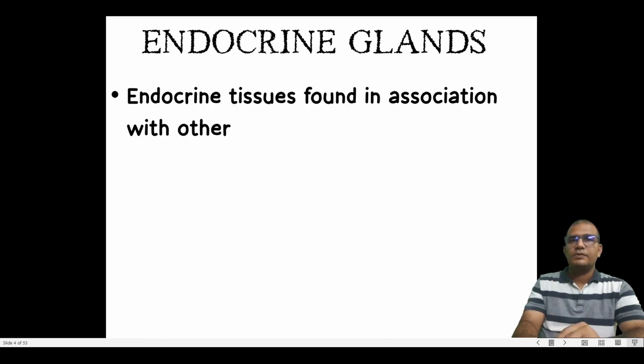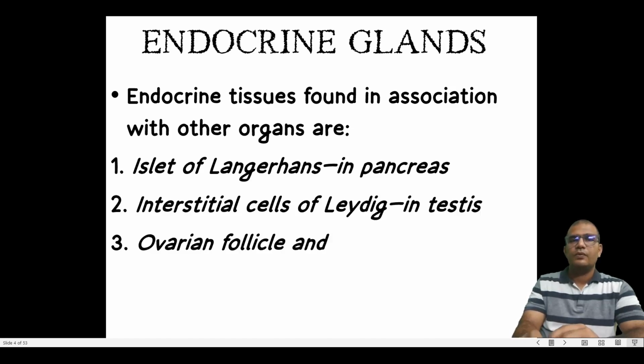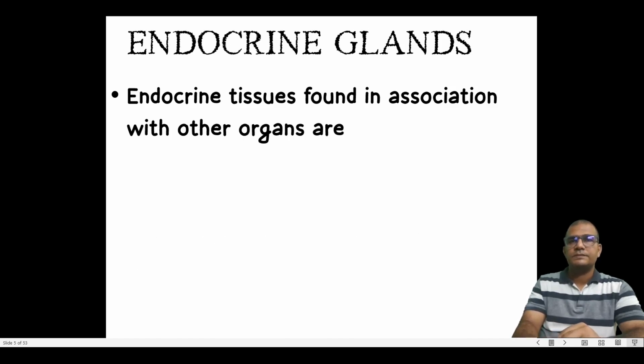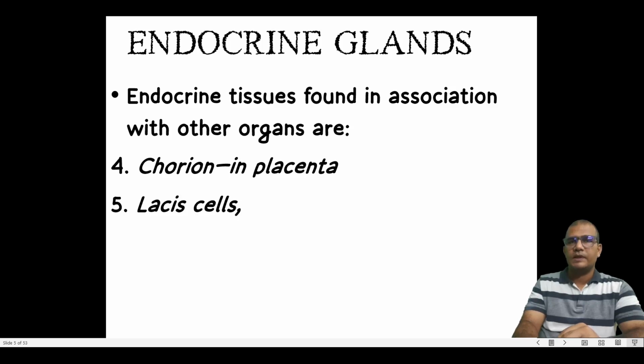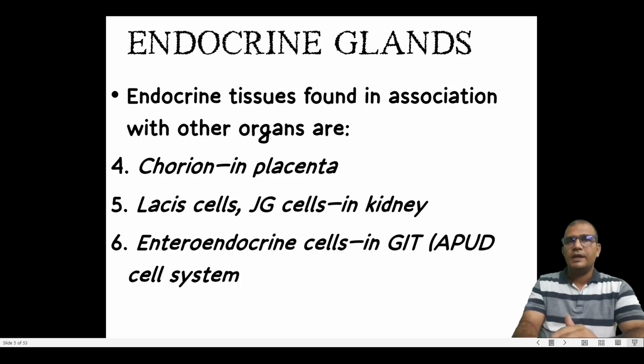The endocrine tissues which are found as clusters within other organs are the islets of Langerhans in the pancreas, interstitial cells of Leydig in the testes, then the ovarian follicle and the corpus luteum. Other examples are chorion in placenta, Lacis cells and JG cells in the kidney, and enteroendocrine cells which are found in the GIT.